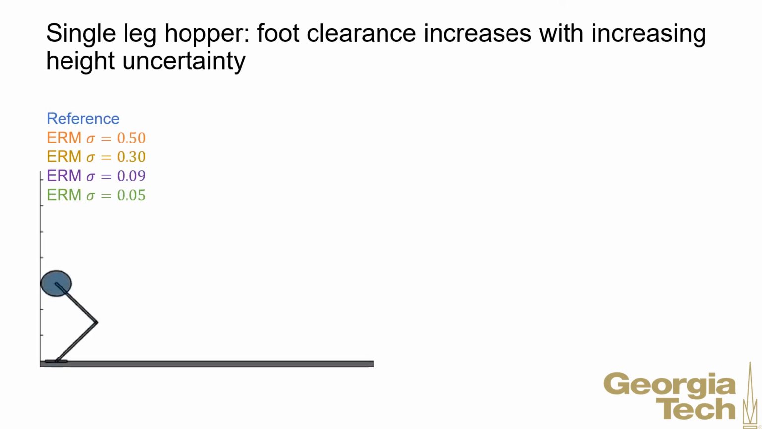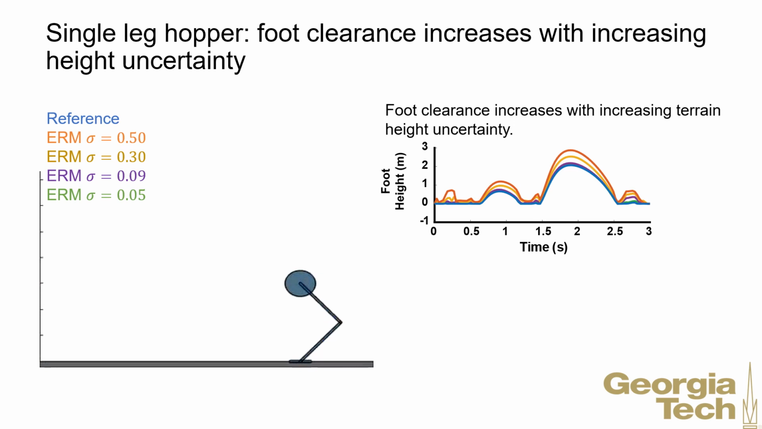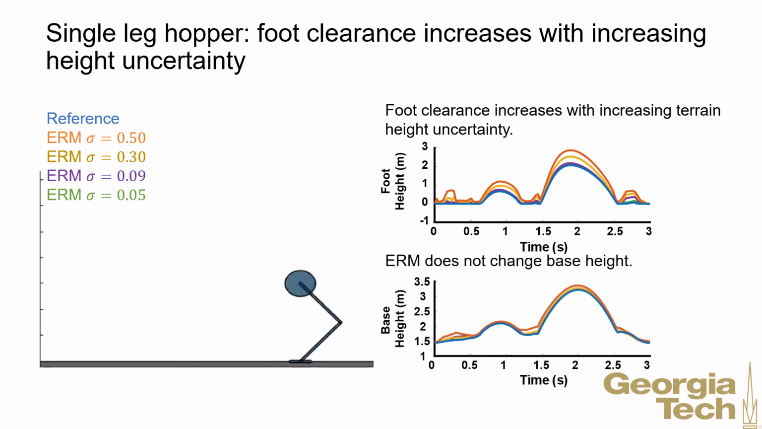Unlike in the cart example, the hopper base is free to move in the vertical direction. To better understand the effects of the ERM cost, we again tested several values of the terrain height uncertainty. As before, we found that the ERM trajectories produced higher foot clearance with increasing terrain height uncertainty. However, even though the base height is free, the ERM cost does not increase the base height during hopping by a similar amount.